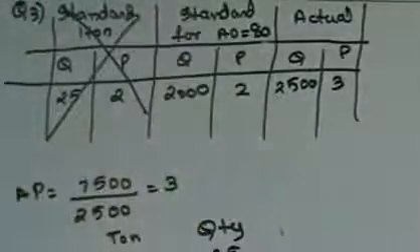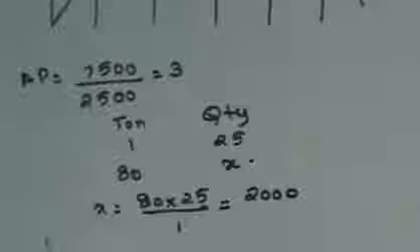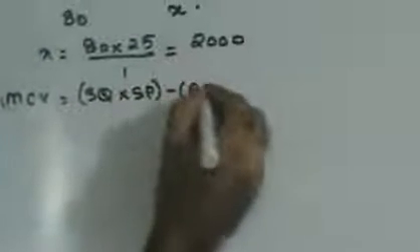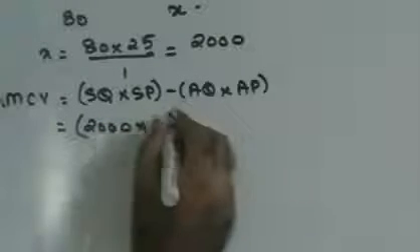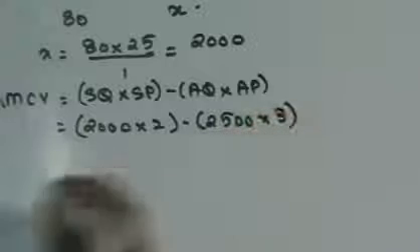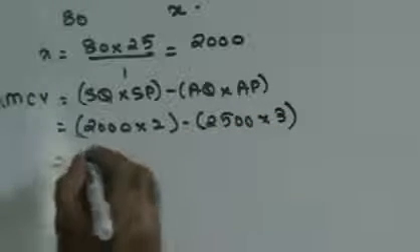Cancel this with a pencil. Now the remaining data is to be used for calculation of the sum. What have they asked me to find out? They have asked me to find out all the 3 variances. That is MCV. MCV is standard quantity into standard price minus actual quantity into actual price. Standard quantity 2000 into standard price 2 minus actual quantity 2500 into actual price 3. When you solve this, you should get this answer as 3,500 adverse.